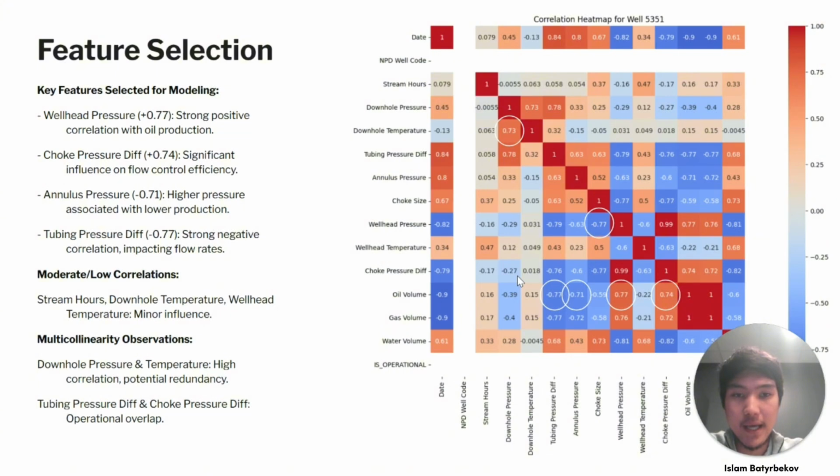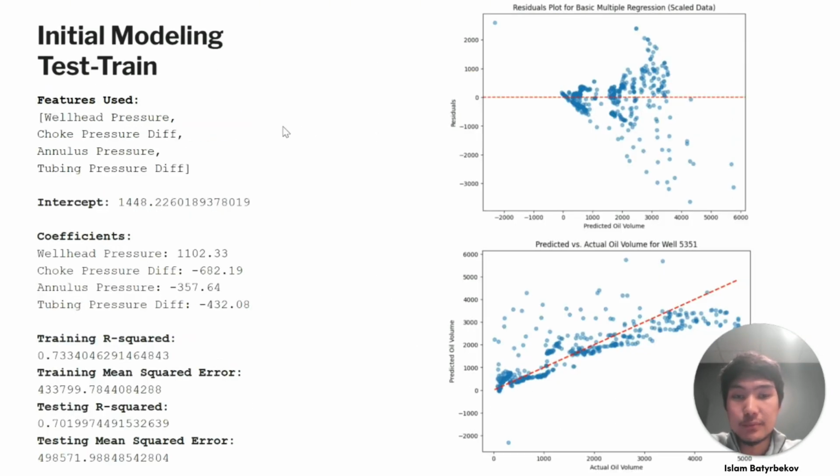For feature selection, I focused on variables with strongest correlation to oil production. The key features selected include wellhead pressure, choke pressure difference, annulus pressure, and tubing pressure difference. Additionally, there's some multicollinearity between downhole pressure and temperature, as well as tubing and choke pressure differences, so I excluded those 2. My initial modeling approach used multiple linear regression, focusing on the 4 key features I identified earlier.